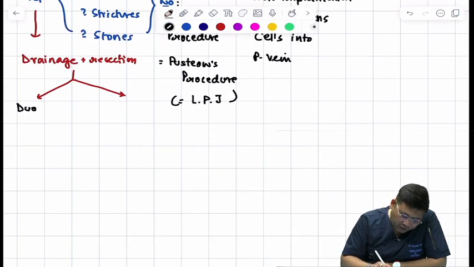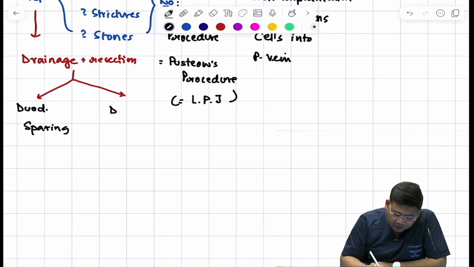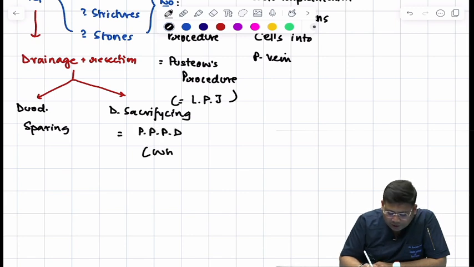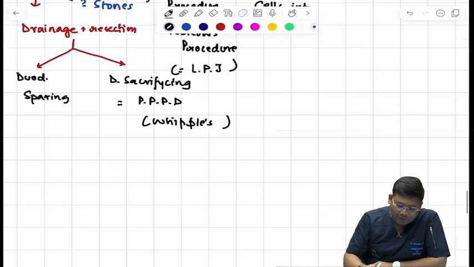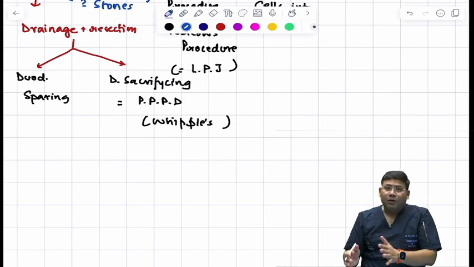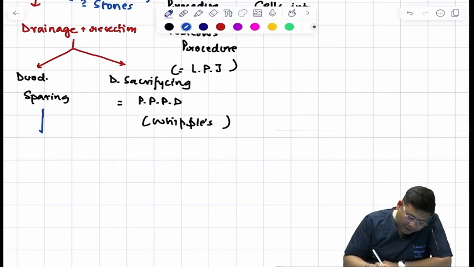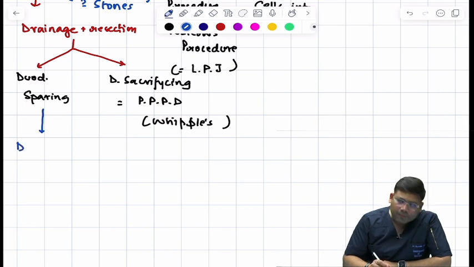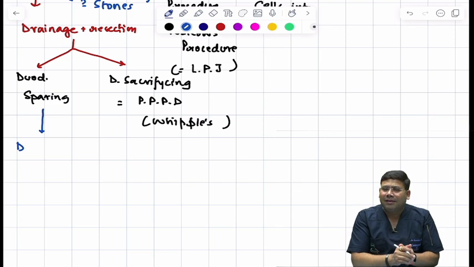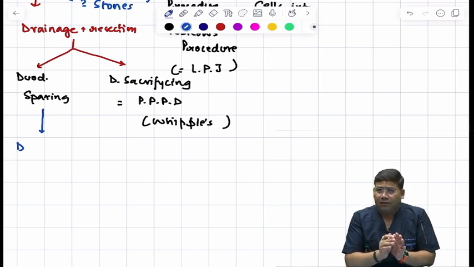One is the duodenum sparing surgeries and the second one is duodenum sacrificing surgery. When we talk about duodenum sacrificing surgery, I have already told you pylorus preserving pancreatico-duodenectomy, and this is known as Whipple's. And when we talk about duodenum sparing surgeries, then the next thing is we have the duodenum sparing pancreatic head resection procedures. This is very, very important.